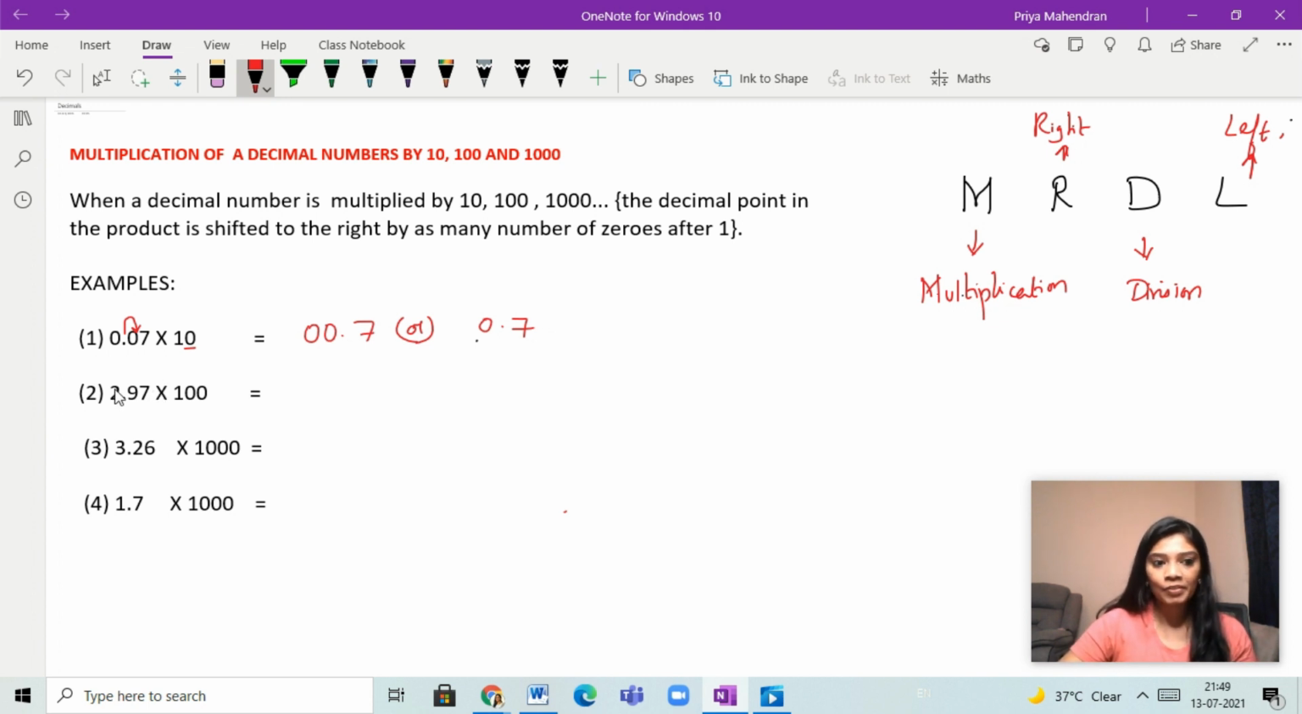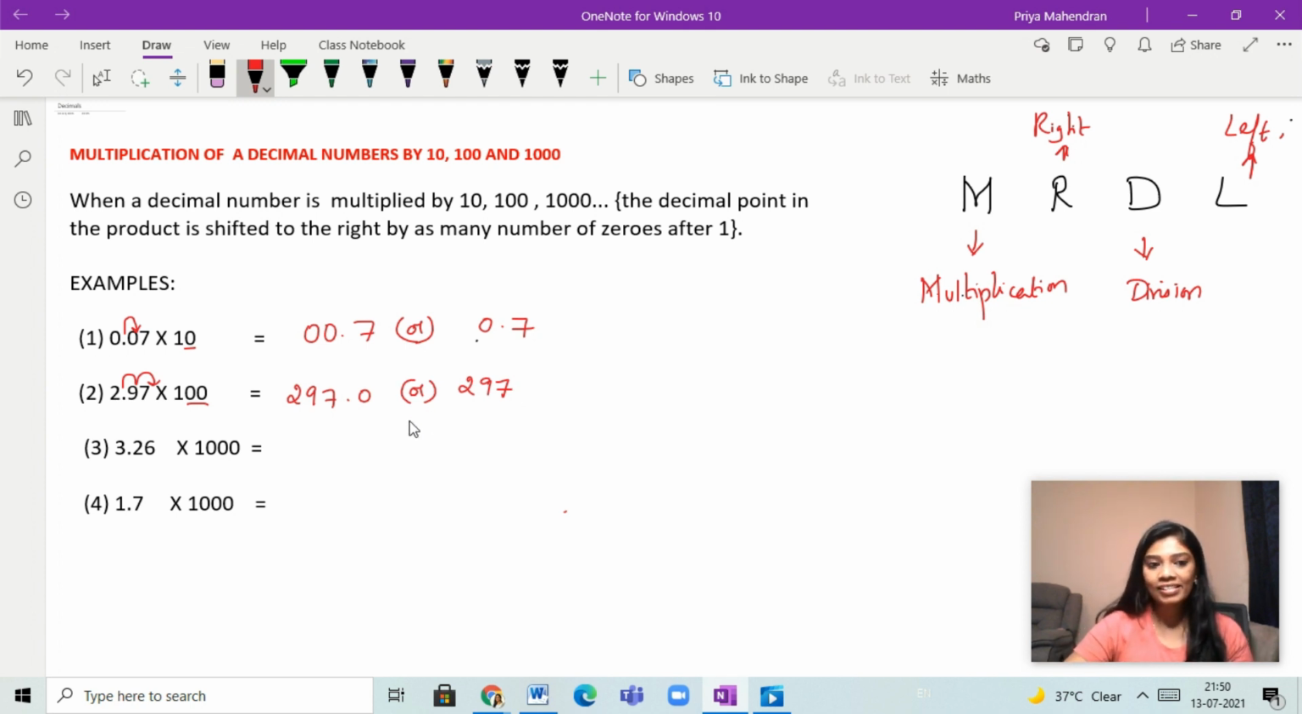Let's try the second sum. 2.97 into 100. So the decimal point should shift towards right. By how many places? Two places, isn't it? Because there are two zeros. So the decimal point is here. It shifts one place to the right and then the other place, that is two places to the right. So it becomes 297.0. As there are no decimal digits, I can simply write it as 297, which is a whole number.